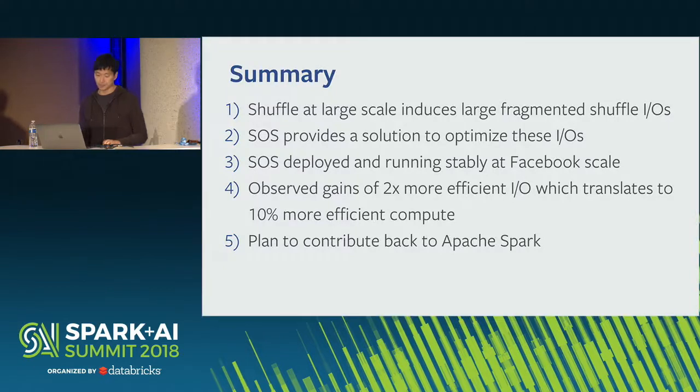But in summary, we talked about how large-scale shuffle looks in Spark and how it induces large fragmented shuffle I/Os. And as a solution to this, we provide SOS, which we deployed and run stably at Facebook scale. And the gains that we've observed from this technique are 2x more efficient I/O and 10% more efficient compute. And finally, we hope to contribute this back to open source. So for those of you who are interested, please stay tuned.